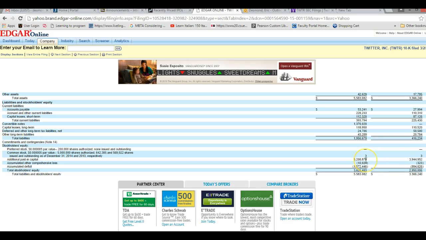Then we look at the total stockholder equity. Remember, the assets have to equal liabilities. Total assets equal total liabilities plus total equity. So total equity has gone up. So it's gone up year over year, and that's not a bad thing. So it means the equity position of the company is doing okay.